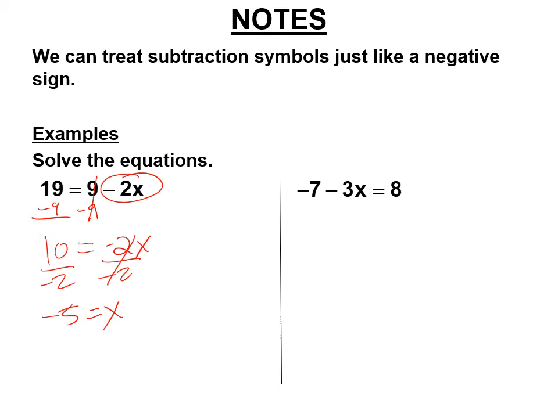So what do you do here? It's -7. We add 7 to both sides. That minus goes with the 3x and makes -3x equals 15. Divide both sides by -3, x equals -5.